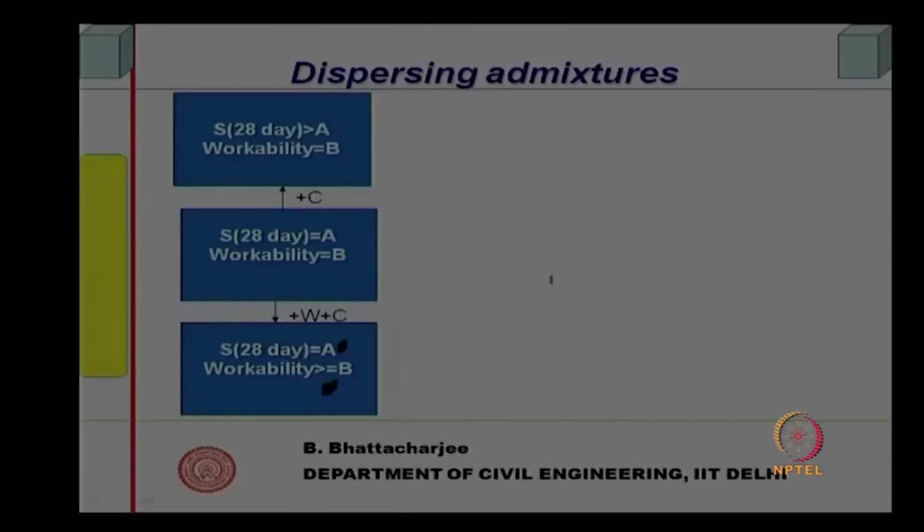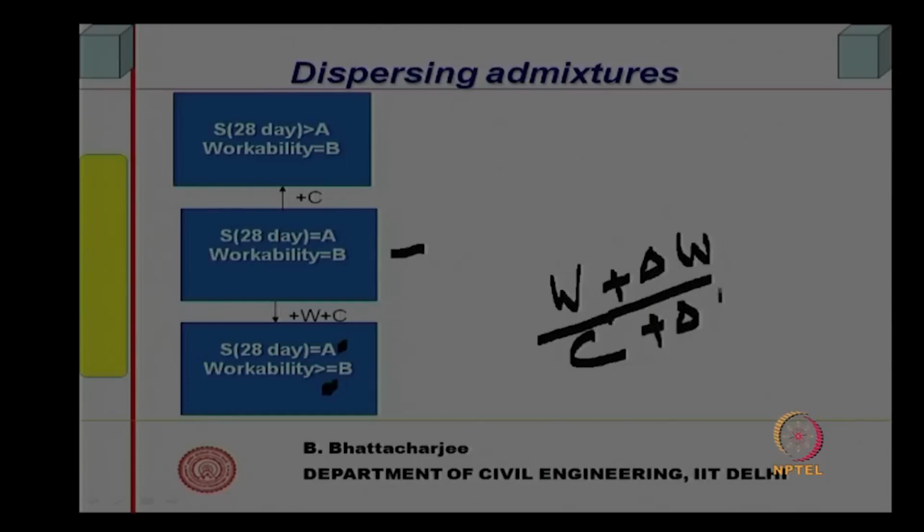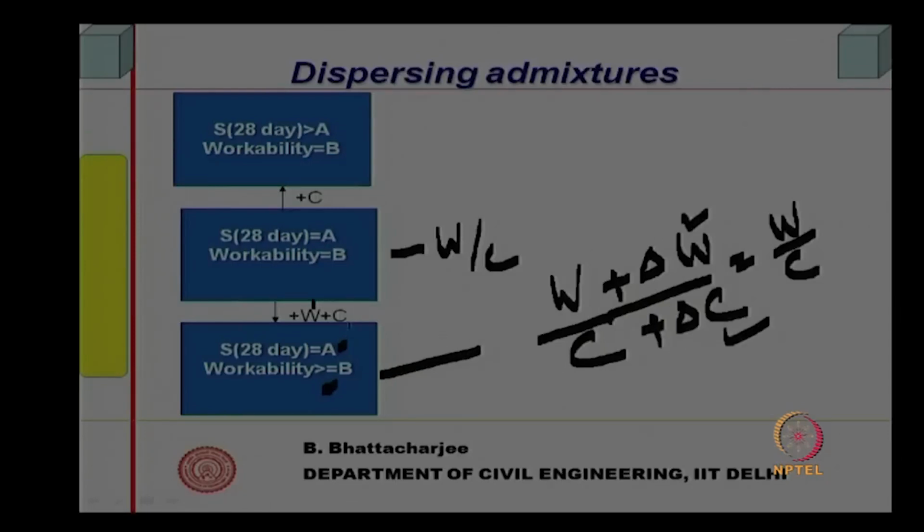So, I have to maintain the water cement ratio, therefore, I have to add both water as well as cement, because I have to maintain the water cement ratio the same as this. So, I will add delta W, and proportionally I will have to add delta C such that W by C remains the same. So, if this was the W by C, it has to remain the same here. So, I am adding water, adding cement as well. In the earlier case, I did not want to increase the workability, but I wanted to increase the strength, therefore, I was adding cement alone.